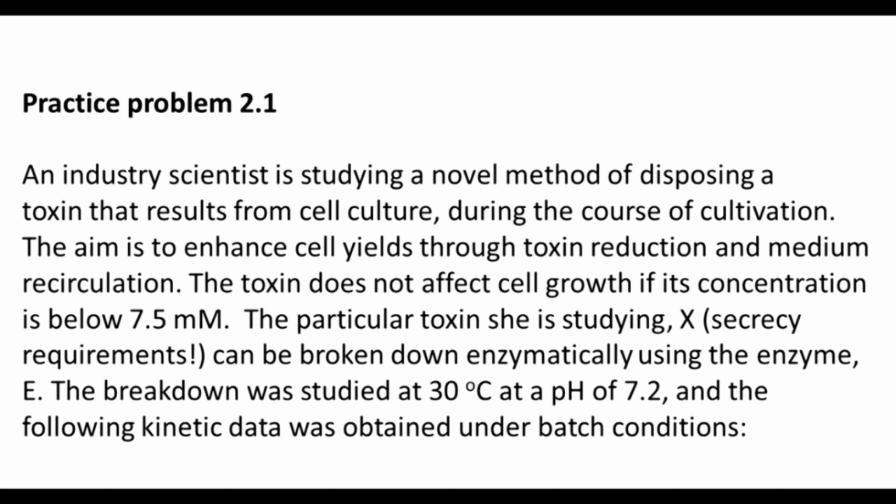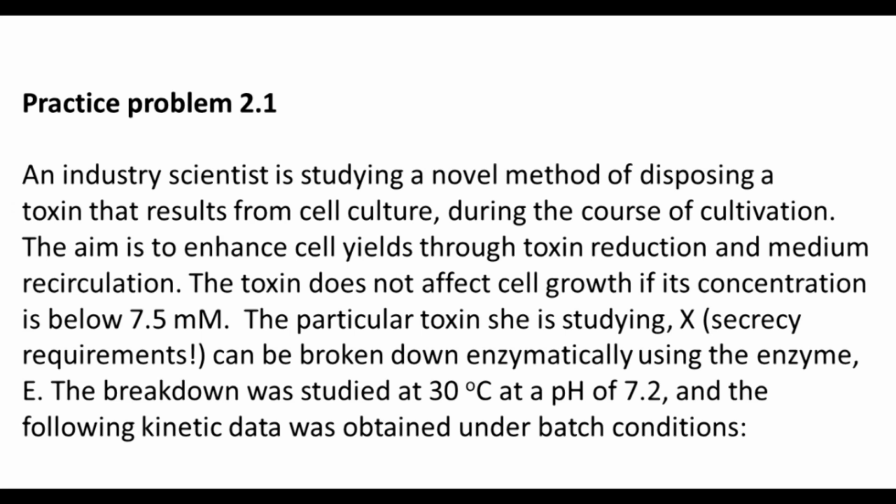In the next lecture I will show you how to solve this. The question reads as follows. An industry scientist is studying a novel method of disposing a toxin that results from cell culture during the course of cultivation. The aim is to enhance cell yields through toxin reduction and medium recirculation. The toxin does not affect cell growth if its concentration is below 7.5 millimolar. The particular toxin she is studying, X, has secrecy requirements, and can be broken down enzymatically using the enzyme E, again secret.